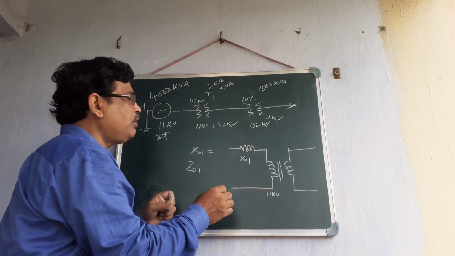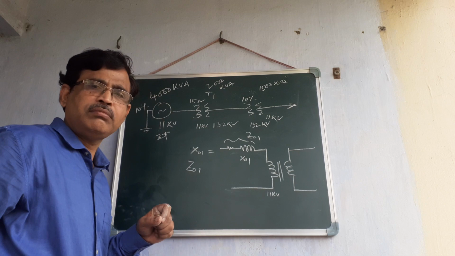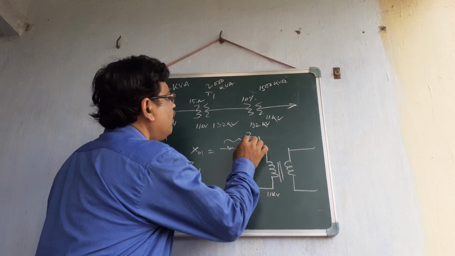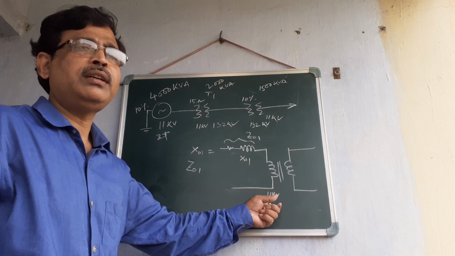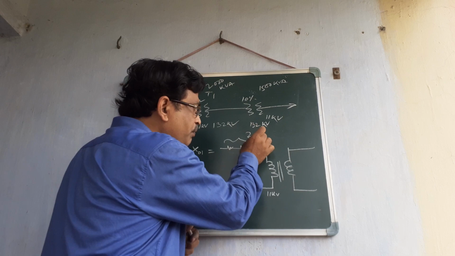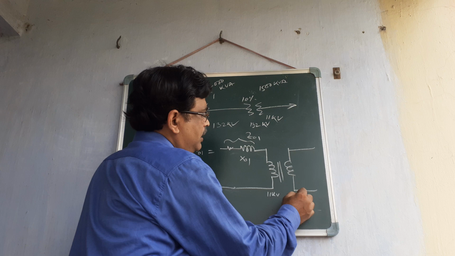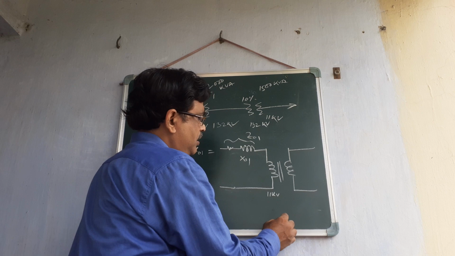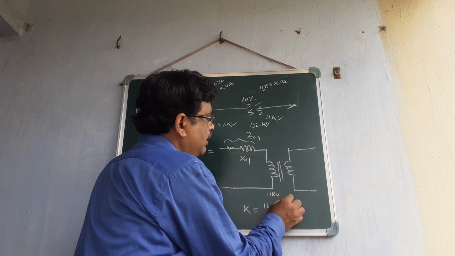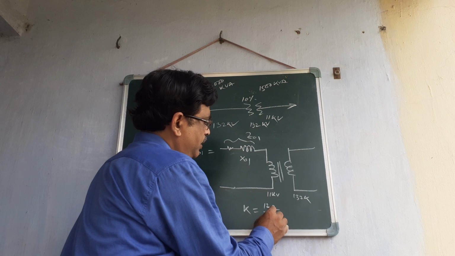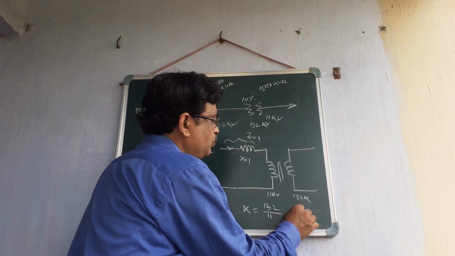It will be Z01. That means overall Z01 is in compared to the 11 kV side or LT side. Can you say this Z01 will be in this side? No. What will it be? If it is 11 by 132, that means it is a step up transformer, and K is N2 by N1 or V2 by V1, which is equal to 132 by 11, that means it is 12 times. So K is equal to 12.